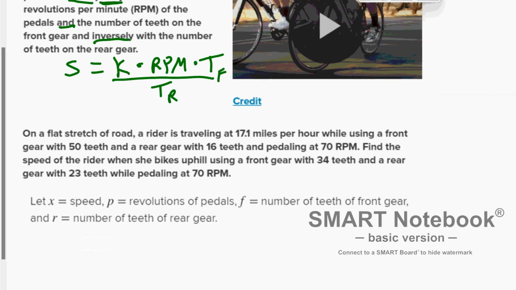So we need to solve for k. That means they have to give us the RPM for rotations per minute, a front wheel teeth and a back wheel teeth, and the speed in order to find k. So on a flat stretch of road, a rider traveling 17 miles per hour, that would be our speed, while using the front gear teeth with 50, that'd be a TF, and a rear gear 16, that would be a TR, and pedaling at 70 revolutions per minute, so that'd be our RPM. Find the speed of the rider when, so we can stop right there. That's enough information to find our k.